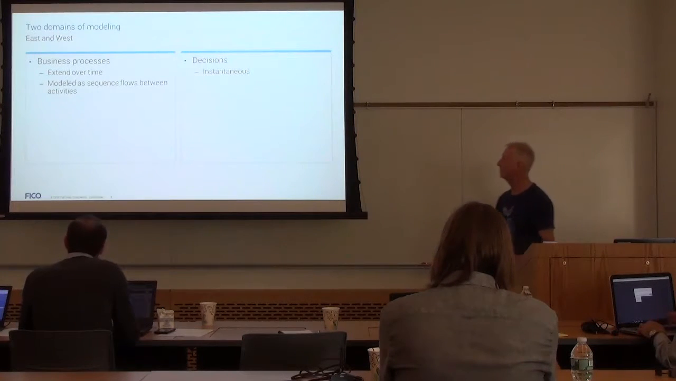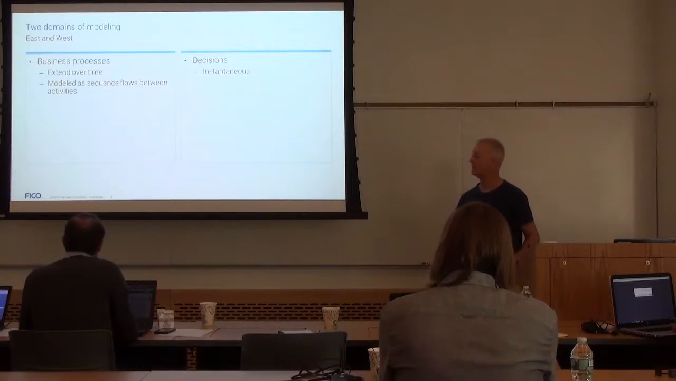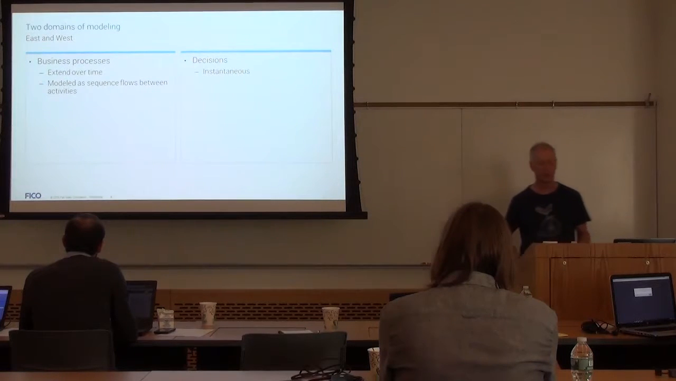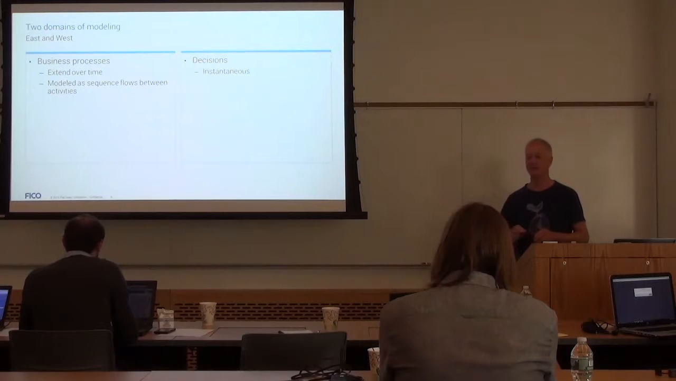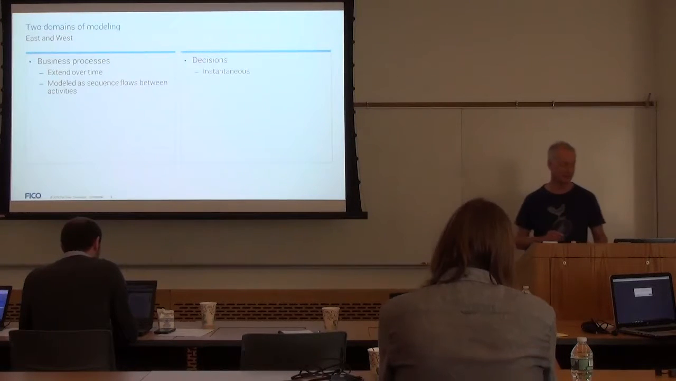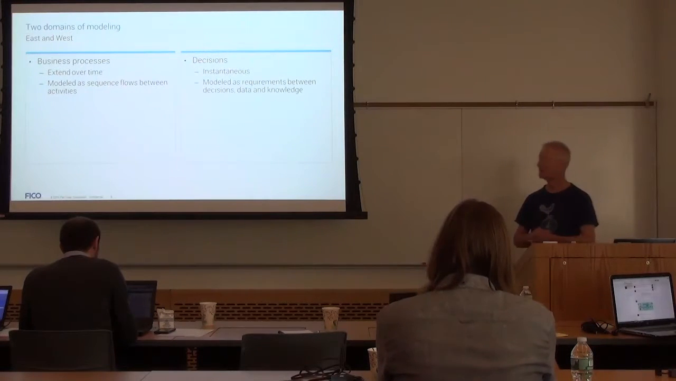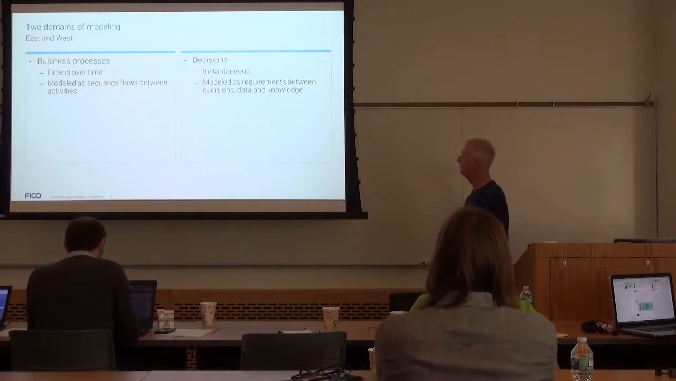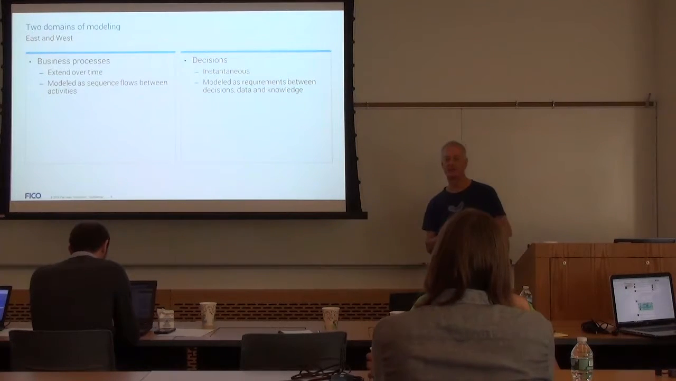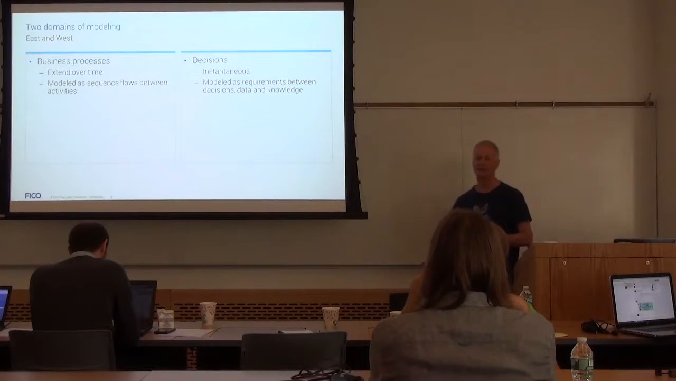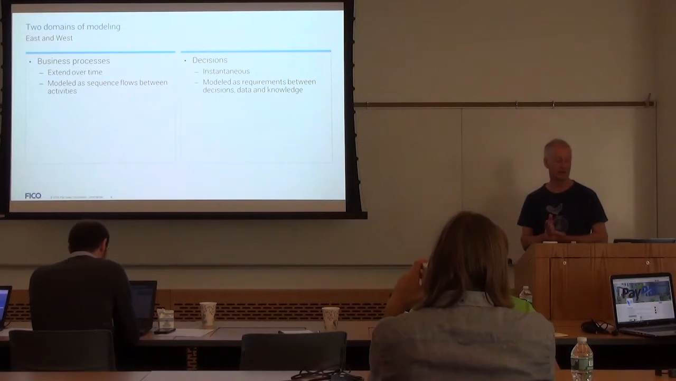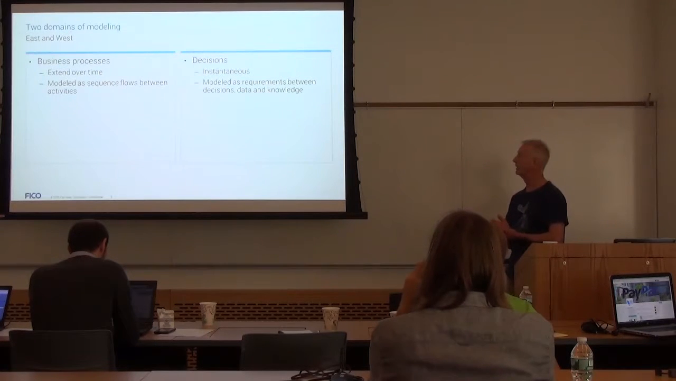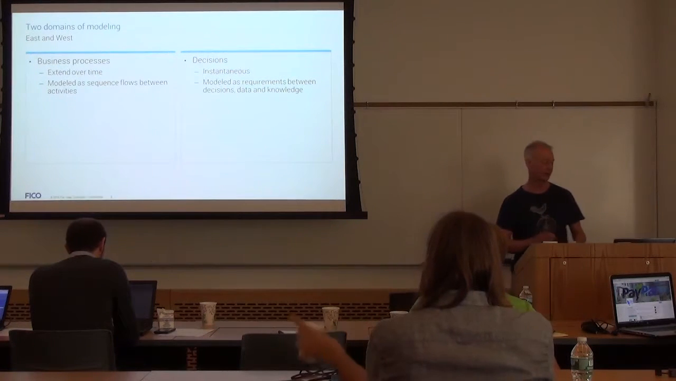Business processes are modelled as sequences of activities, with sequence flows between activities. The major connector in a BPMN diagram says this occurs after that. Whereas decisions are modelled as requirements between the elements in DMN, which are decisions, data and knowledge. So the most important connector in a DMN diagram, the DRD, is an information requirement, or a data flow, if you like.